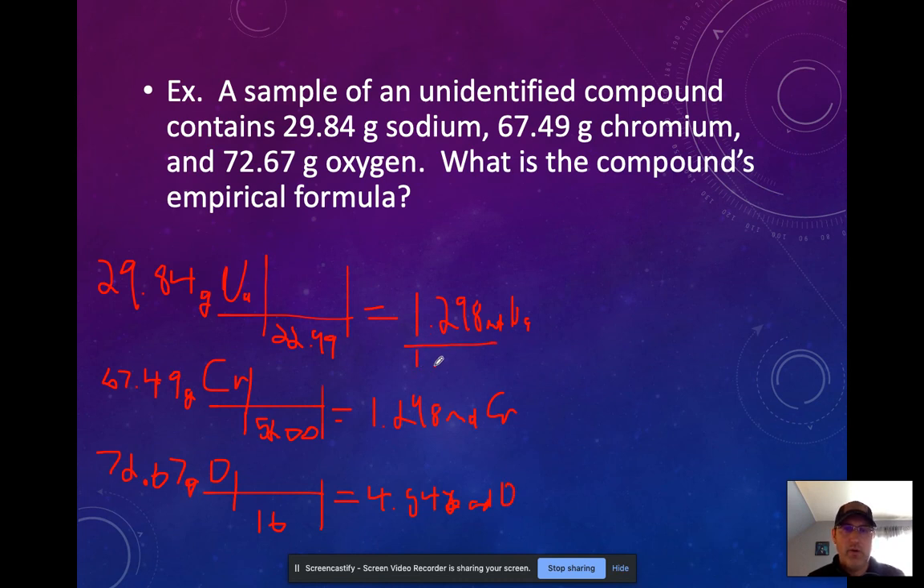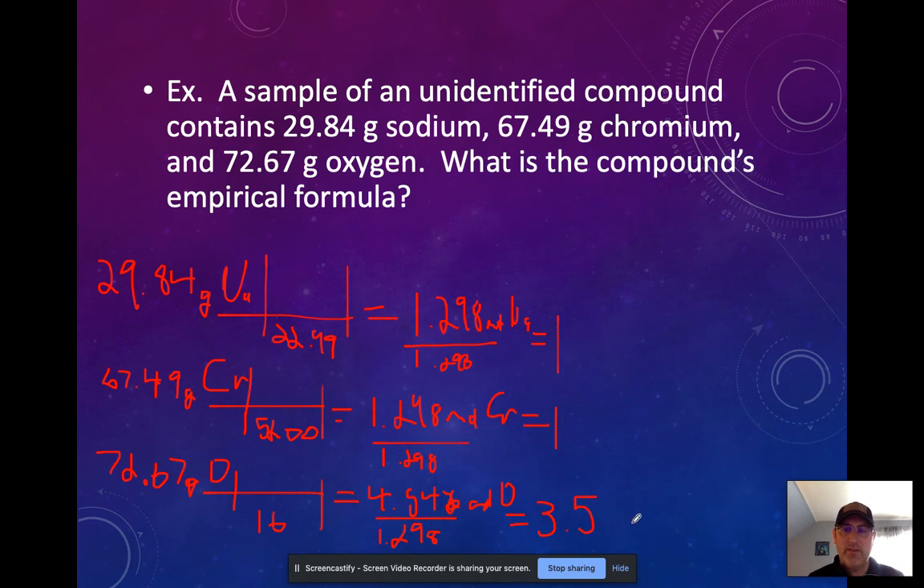Okay, so we have 1.298, 1.298, and 4.542. Hopefully you know that 1.298 for these two gives 1 and 1. Let's see what this one is. 4.542 divided by 1.298. I say that because you get 3.499, which is really 3.5. You see this every once in a while.